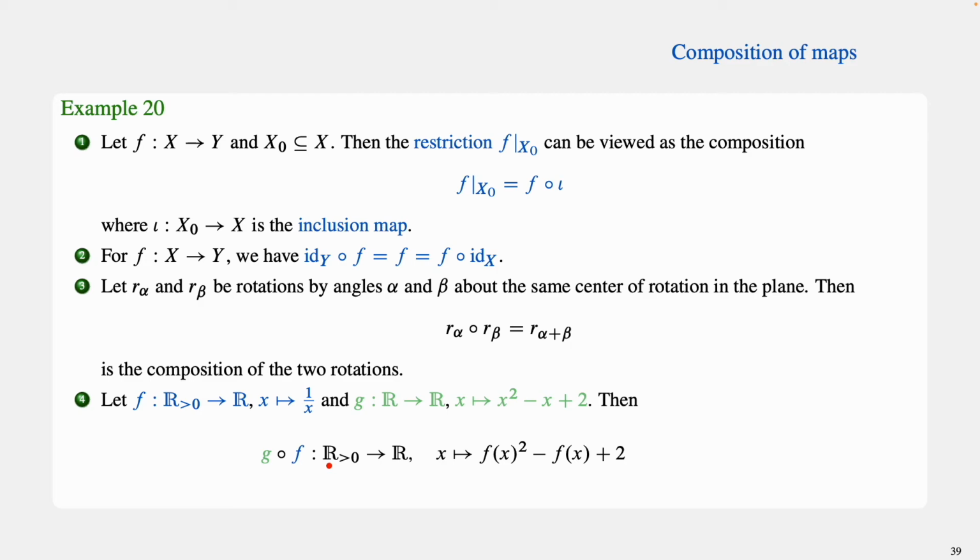And what happens here is we take g, but instead of plugging in x as its argument, we take the function value under f of x. So this composition becomes x mapping to f of x squared minus f of x plus 2. So we take this expression but replace x by f of x. And now we can make f of x explicit. So this becomes 1 over x squared minus 1 over x plus 2. So this is the composition of the function f and the function g.